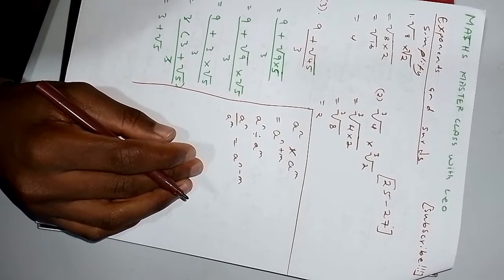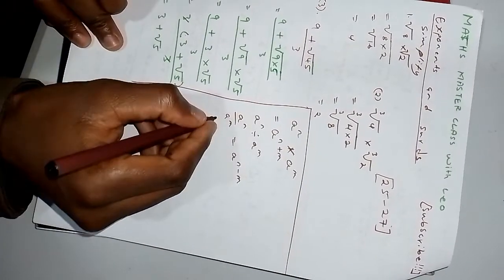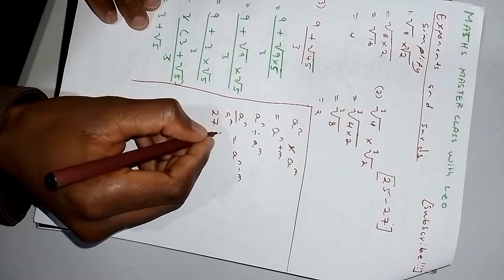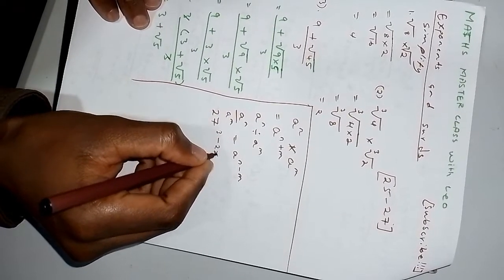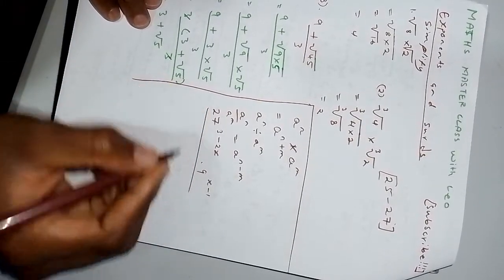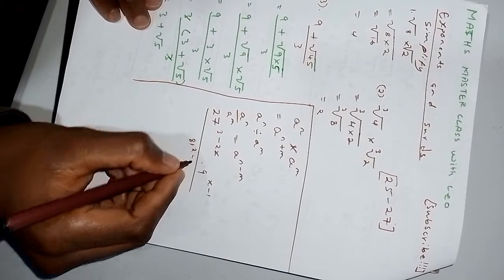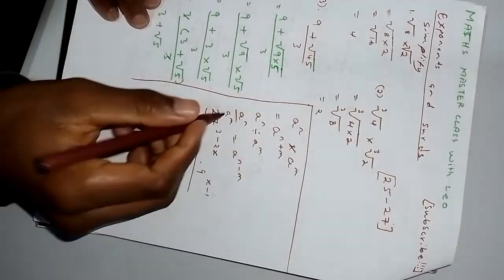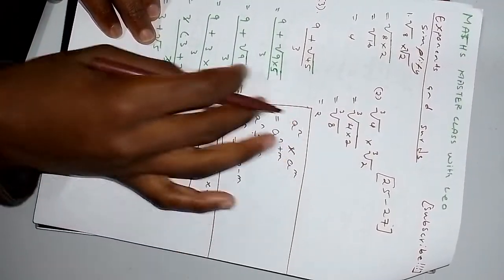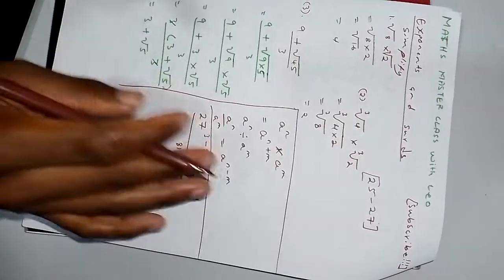I'm given a question that says 27 to the power 3 minus 2x multiplied by 9 to the power x minus 1, all over 81 to the power 2 minus x. How am I going to attempt this question? I'm going to use these rules, actually, not just one, but both of them.